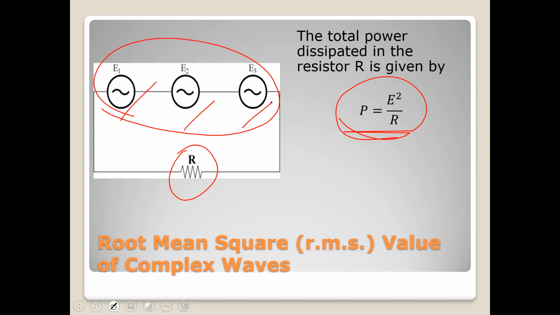The fact that they have different frequencies doesn't matter, because the resistor does not respond to frequency, at least within the range that we're dealing with. All right, so the resistance remains the same with respect to frequency.